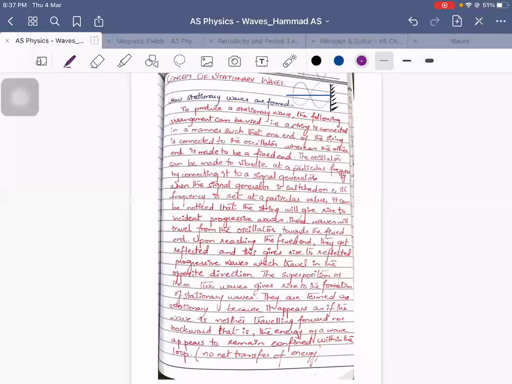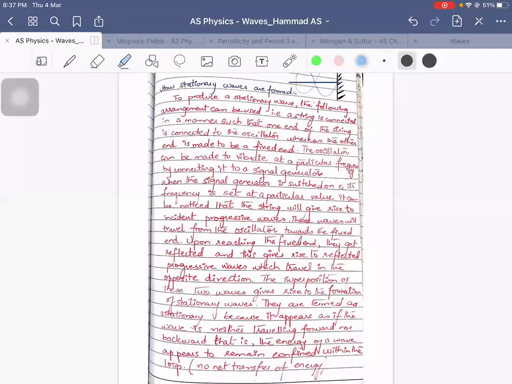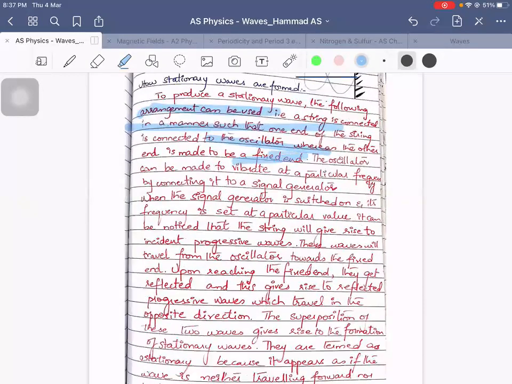To produce a stationary wave, the following arrangement can be used. A string is connected in a manner such that one end of the string is connected to the oscillator, whereas the other end is made to be a fixed end. The oscillator can be made to vibrate at a particular frequency by connecting it to a signal generator. A signal generator is a device that is used to fix certain frequencies, that's used to produce or increase the frequency values.